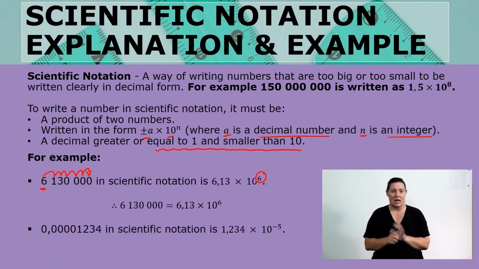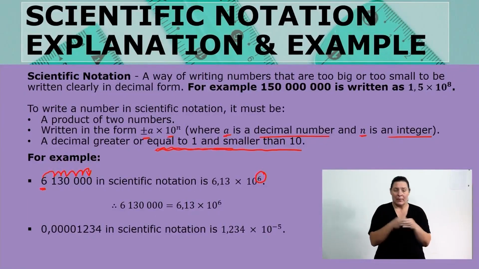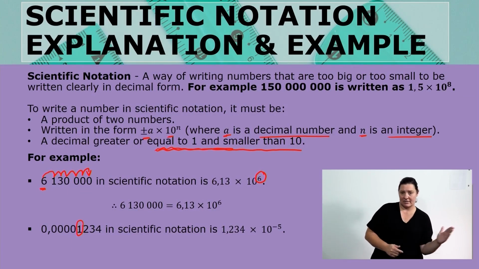Another example is if I have a very small number. Remember, our number needs to be equal to or greater than 1, but smaller than 10. So we are going to look at the first number that is not a 0, and we need to shift it to the ones position. So it is going to shift to the left.